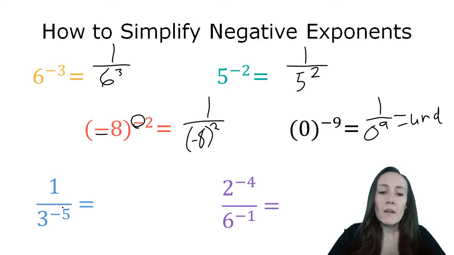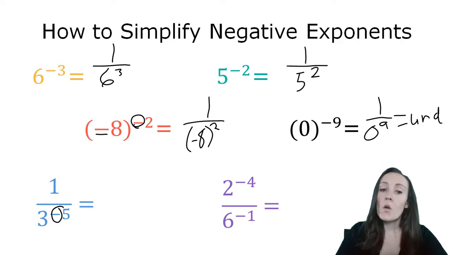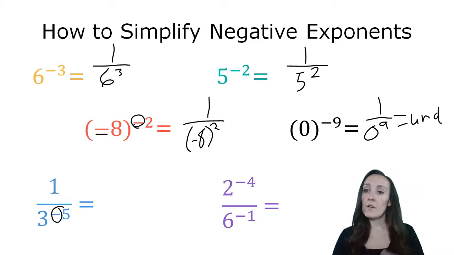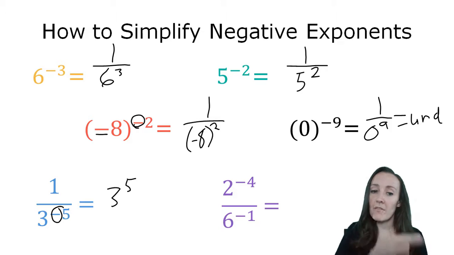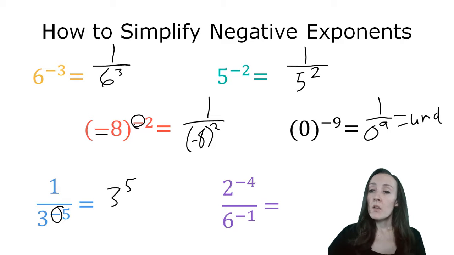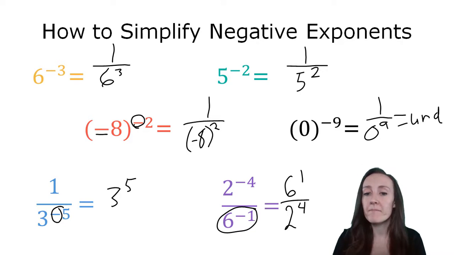And then if you have a negative exponent that's already in the denominator of a fraction, you're still going to do the reciprocal, which means that the number that was in the denominator is going to move up to the numerator. So you would change that to be 3 to the 5th power because it takes the 3 to the negative 5 out of the denominator and puts it in the top of the fraction. And if you had negative exponents in the top and the bottom, you could simplify it just by flipping them. So 6 to the negative 1 would become 6 to the 1st in the top of the fraction, and then 2 to the negative 4 would become 2 to the positive 4 in the denominator of the fraction.